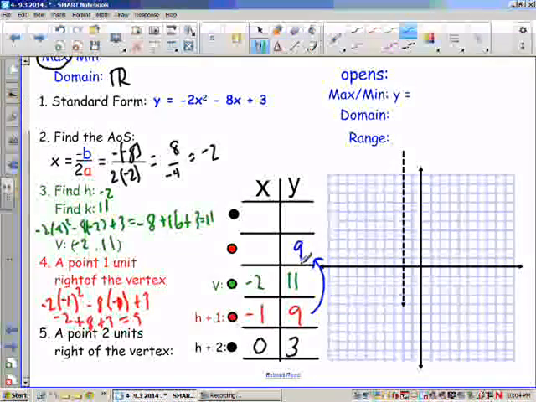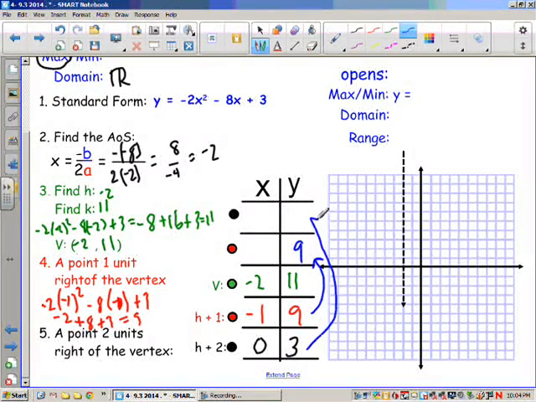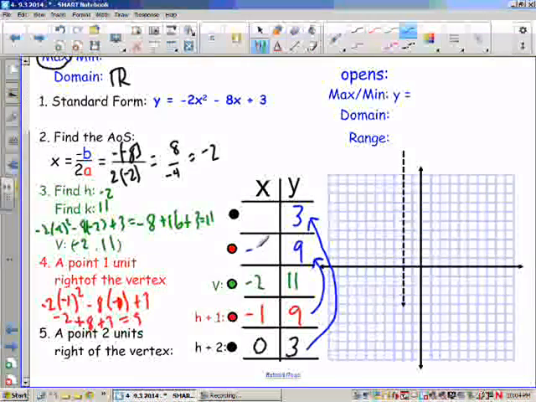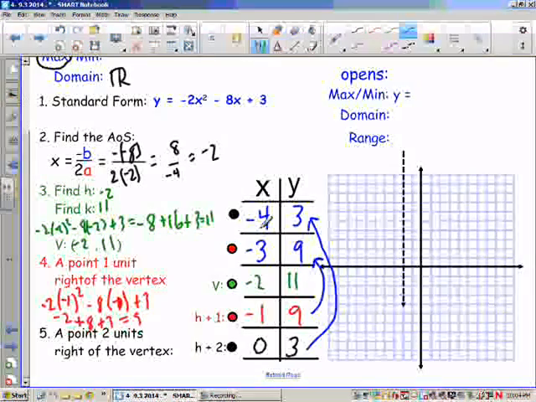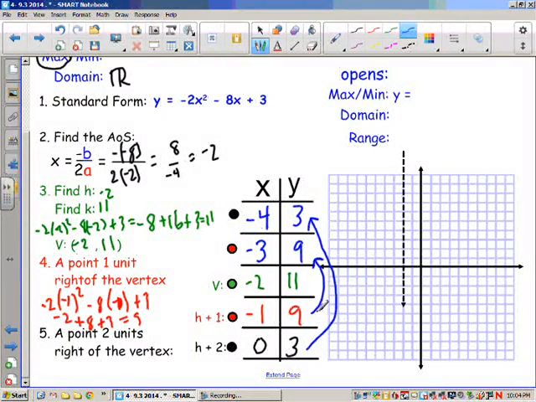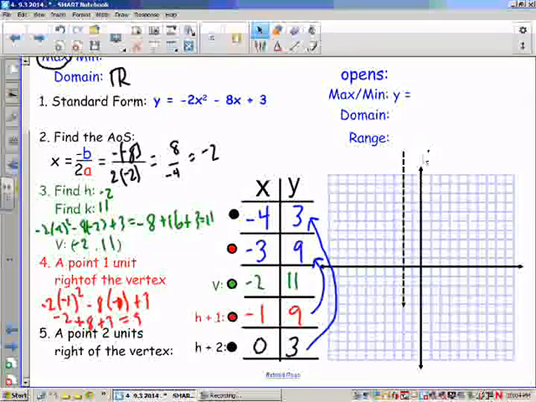The 9 has to repeat, the 3 has to repeat, and instead of going 1 bigger than negative 2, I'm going to go 1 smaller. Instead of 2 bigger than negative 2, I'm going to go 2 smaller. So these points should be where I reflect. I'm going to start off with my vertex, negative 2, 11.